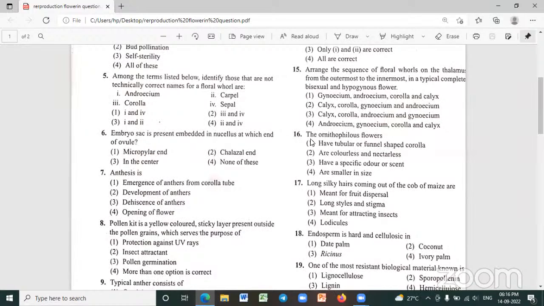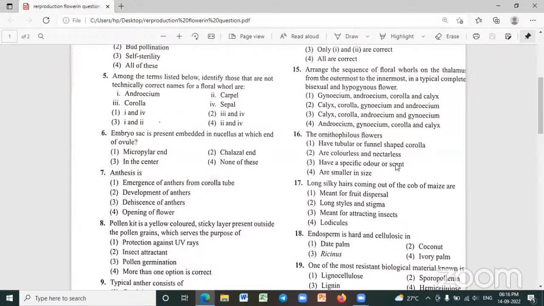And then go to the next one, the ornithophilous flowers. Ornitho deals with the study of birds. Okay, already we saw it, isn't it? The hummingbird is also one of them; we will discuss it when you are studying the pollination process. See, they have a tubular or funnel-shaped corolla, it's a correct one. Or colorless and nectarless? Without nectar, there is no function of which one you know? Birds. They are collecting the nectar only.